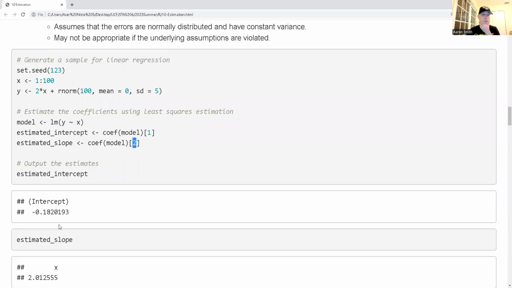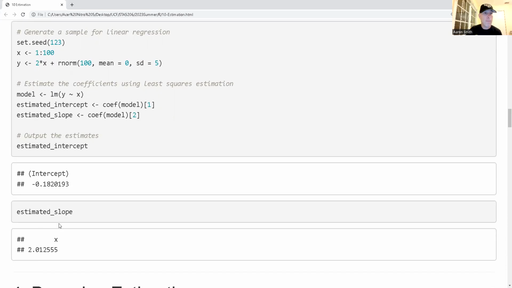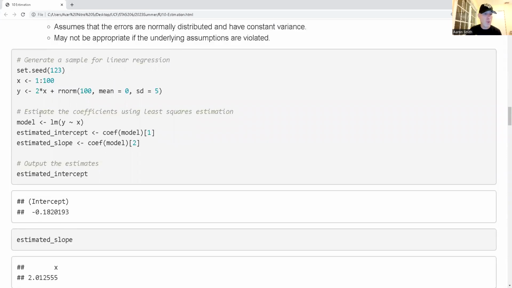Remember that my true slope was 2. So we're pretty close there. We did a really good job. Now, when it comes to the intercept, the correct intercept is 0, and I get about negative 0.2. So it didn't do as well on the intercept, but it's still in the right ballpark. If I had more data, I'm sure I would have had a better estimate.